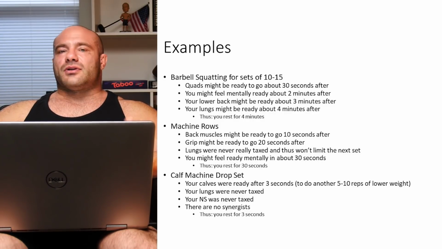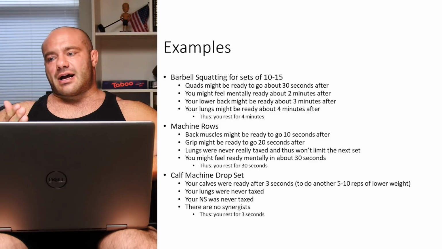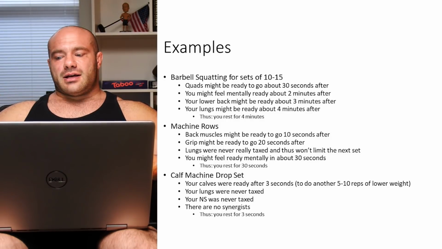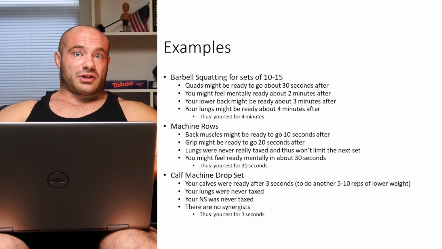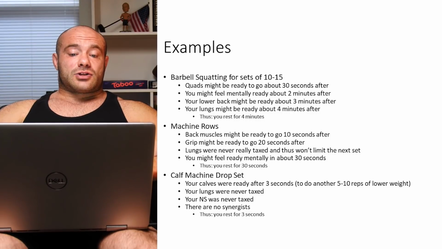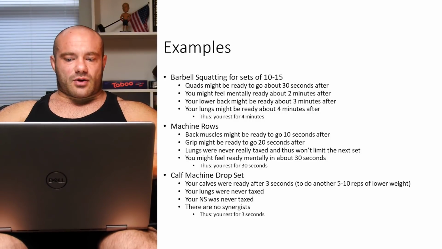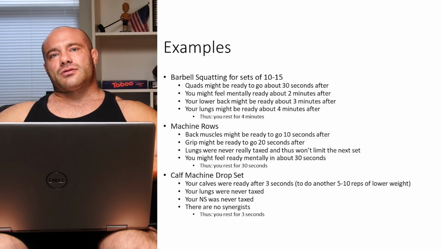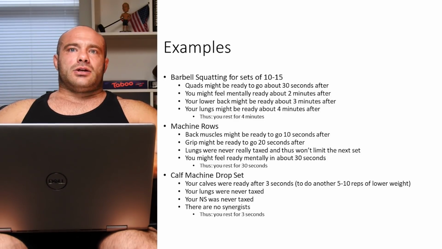Because it's machine rows, your lungs may never have been taxed because you're not propping yourself up. You're on a machine. It's propping you up. You might actually be totally good to go at that point, right? So lungs are automatic checklists right away. And mentally, you might feel ready in about 30 seconds. Right? Machine rows are not the end of the world. And after about 30 seconds, you're like, all right, yeah, I'm good to go.